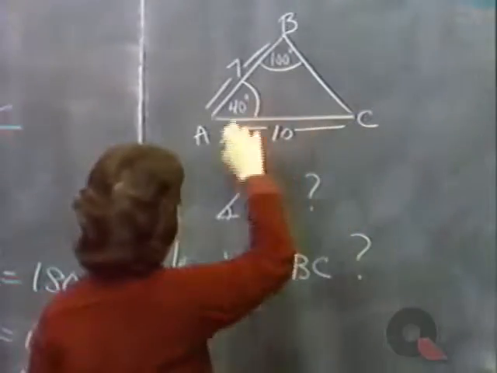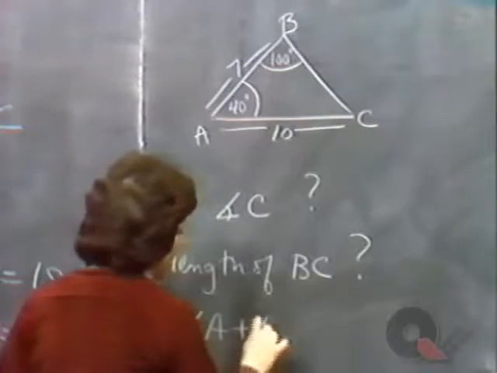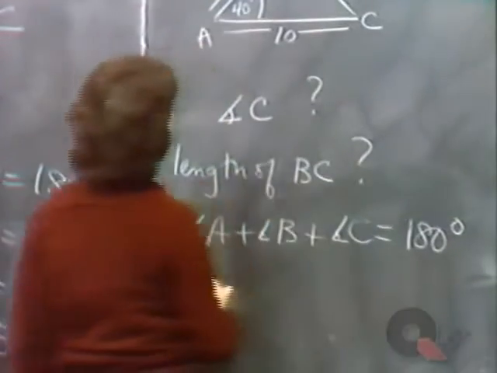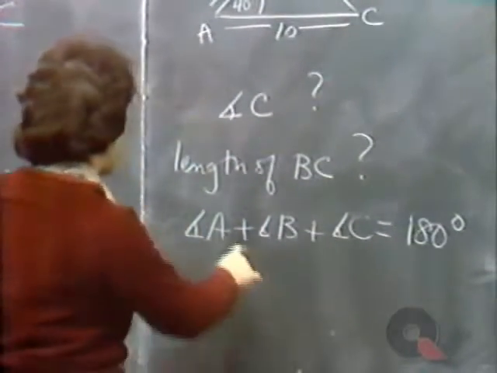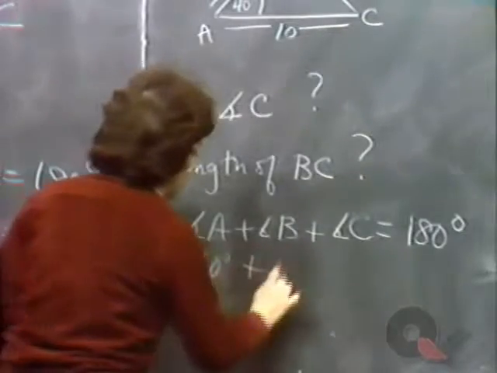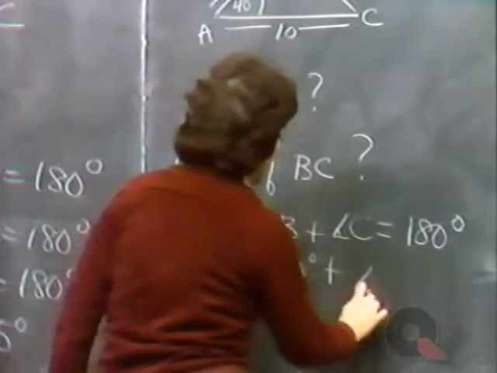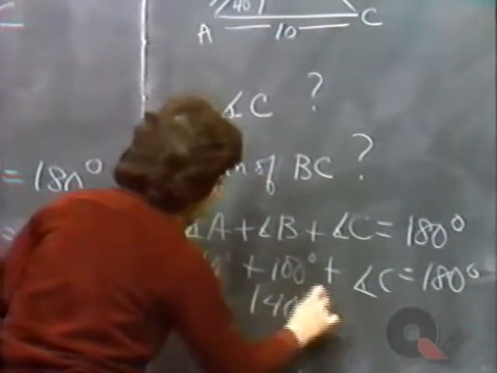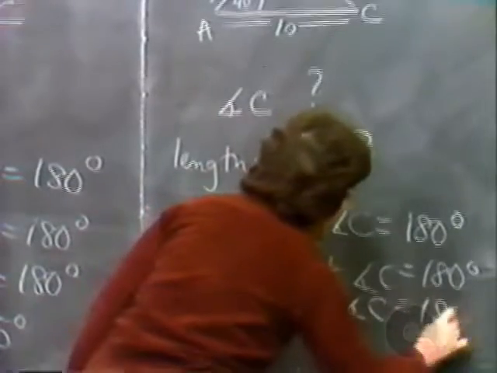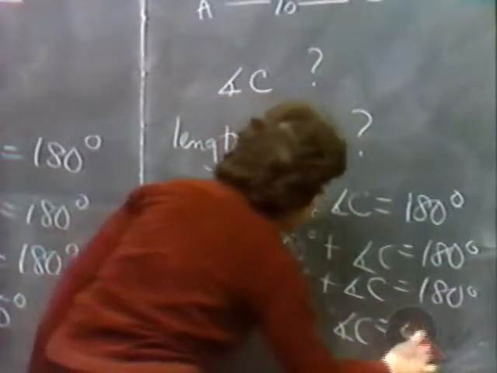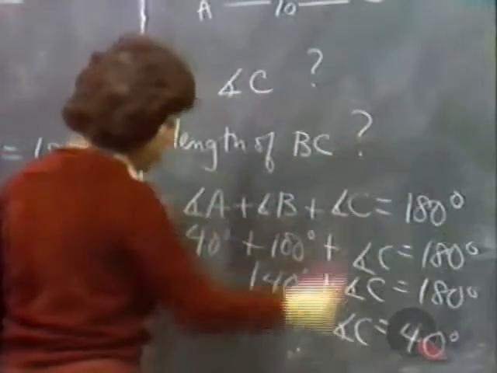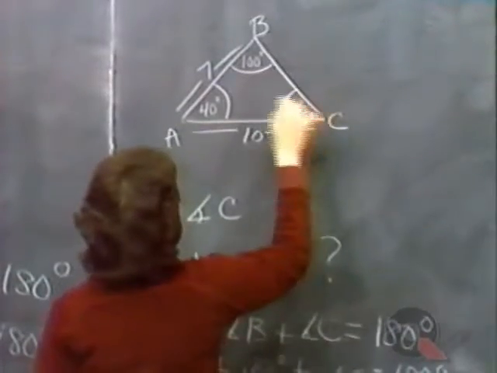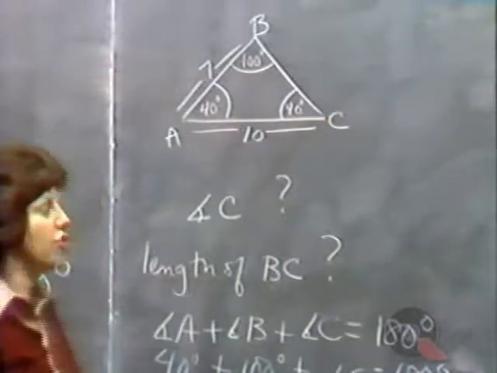Since angle A, once again, angle B, and angle C must add up to 180 degrees, and I already know that A and B are 40 and 100, this tells me that 140 degrees plus angle C is 180, so angle C must be 40 degrees. Of course, you can figure this out without all this extra work. Angle C here must be 40 degrees. So 40 and 40, 80 and 100, 180 for the triangle.